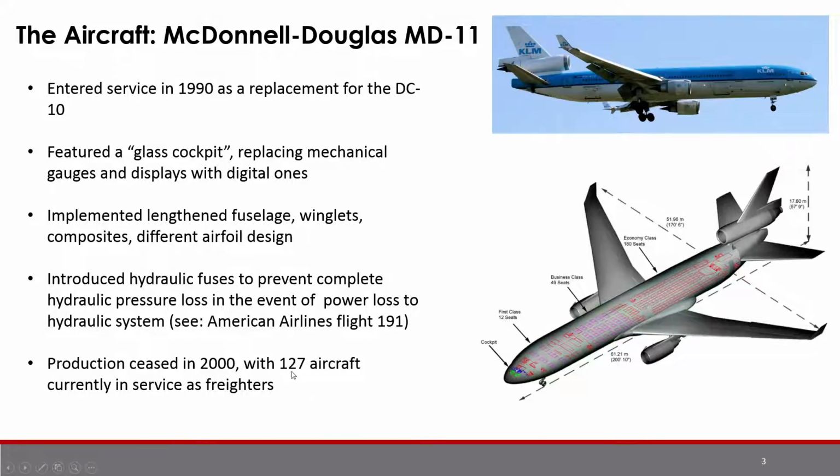There are still 127 MD-11s out today, but they're pretty much all used as freighters. The wide body is favorable among cargo companies because you can carry more cargo in the same kind of size airplane without having to use a 747.